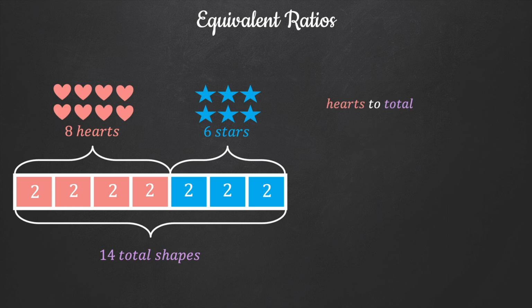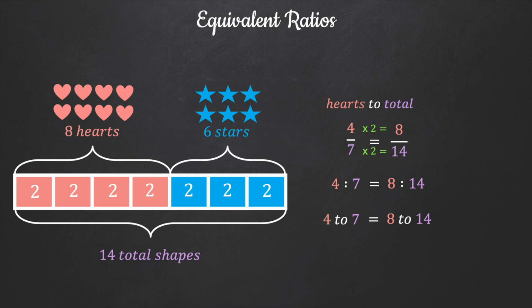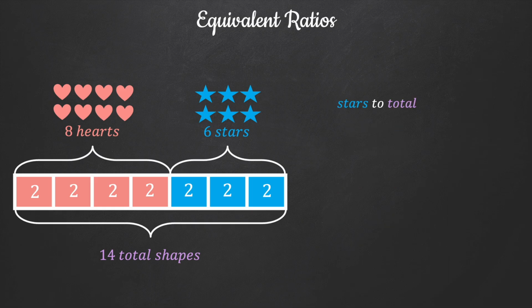Next, our ratio of hearts to total was 4/7. And since we doubled it, now it's 8/14. And then we could also represent our new ratios that are equivalent to the original one. Our original ratio of stars to total was 3/7 because we had 3 stars and we had 7 shapes in total. And because we doubled it, our new ratio is 6/14. And again, we could rewrite our new ratios as well using the colon and the word "to."